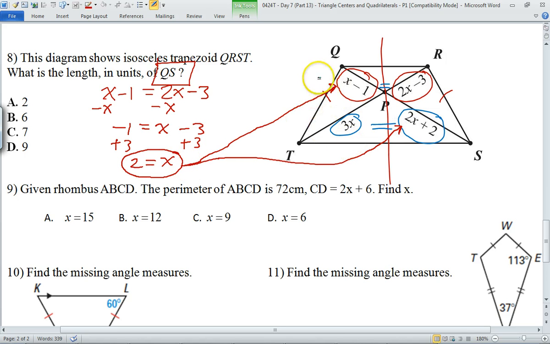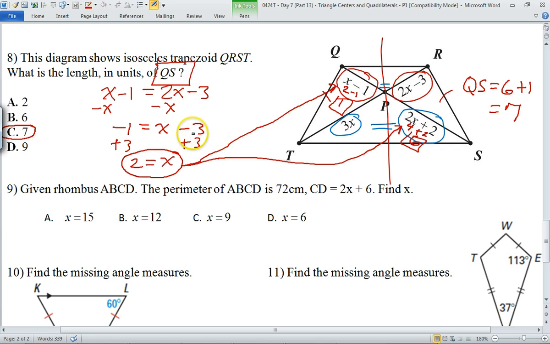Okay, if I take this 2 and I plug it in, that's going to give me 2 minus 1, which is what? That's just 1. And if I plug it in here, that's going to give me 4 plus 2, which is 6. So the total distance from Q to S is 6 plus 1. QS is equal to 6 plus 1, which of course equals 7. That's why the answer is C.